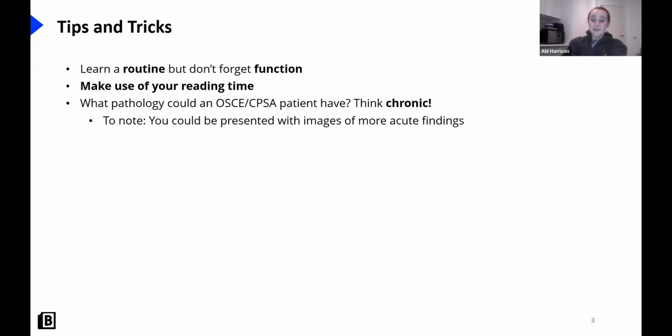But for your further investigation section and your Viva style questions, you might be presented with some more acute findings, so some images of some pathology, like fundoscopy images. So just bear that in mind, that you can't throw all of your acute knowledge out the window.